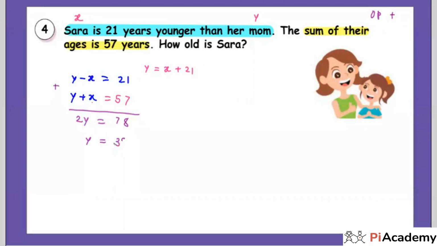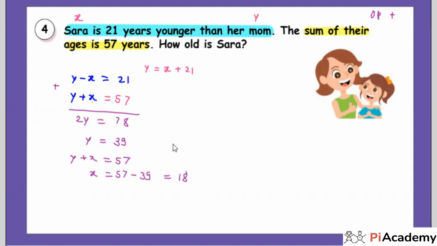Y should be 39. So if you have the value of Y equals 39, what should be the value of X? You can take an equation. Let's say I'm taking the second equation. So Y plus X equals 57. From this, X equals 57 minus Y, and the value of Y is 39, right? So I can subtract easily. 57 minus 39 will be 18. So 18 is the answer.